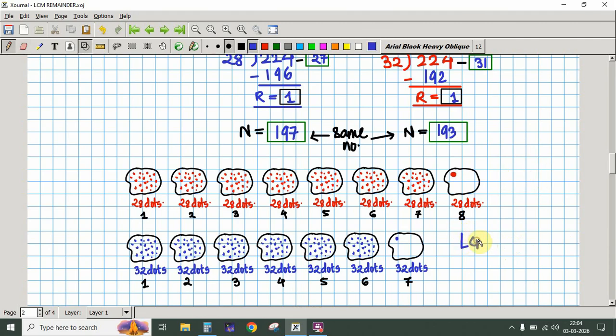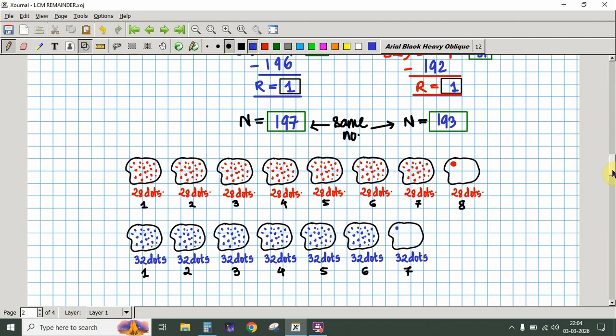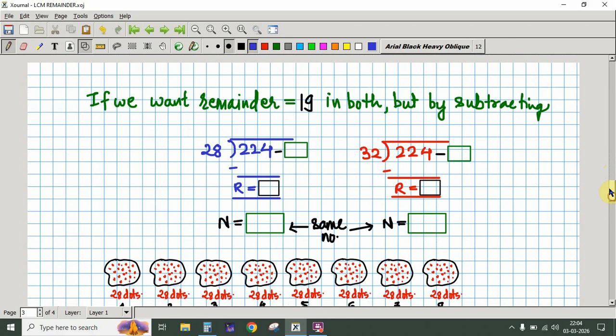Eventually, you will say like this: LCM minus divisor 1 minus remainder 1, and minus divisor 2 minus remainder 2. Like this. Let's see how it is going to happen. Okay. One more example. If we want remainder 19 in both cases, in both divisions, and again by subtracting.